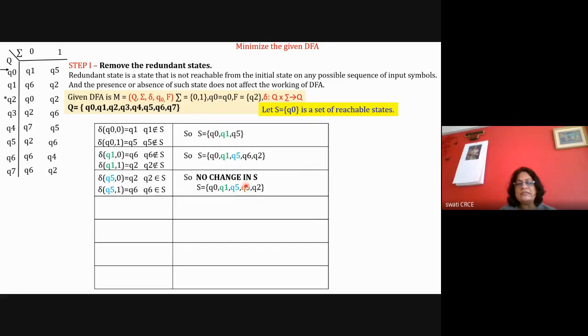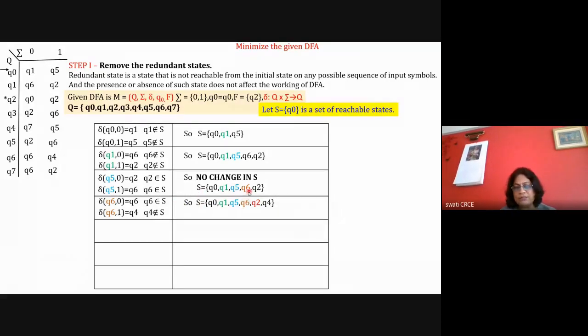I'm going to the next state, that is Q6. So take Q6 and try to find out what are the transitions for 0 and 1. So Q6 with 0 is Q6. Q6 with 1 is equal to Q4. And so Q4 and Q6 both are reachable. But if I observe this, Q6 is already there in S, so I don't have to do the entry again. But Q4 is not there and Q4 is reachable. So I'm going to update the set S by adding Q4. Okay. So now till Q6 I have done this particular checking.